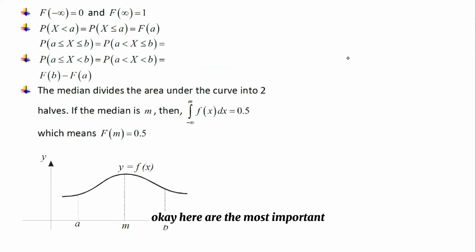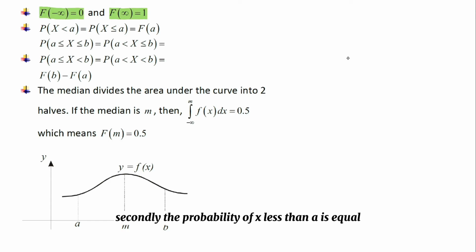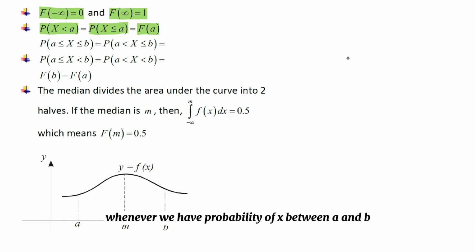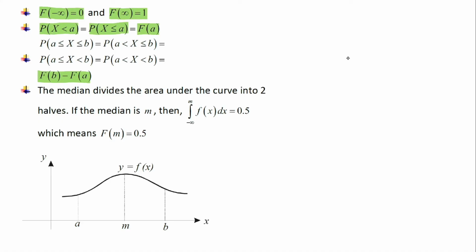Okay, here are the most important things that you need to remember about cumulative distribution functions. The first one is capital F of negative infinity is equal to 0 and capital F of infinity is equal to 1. Secondly, the probability of x less than a is equal to the probability of x less than or equal to a, and this is equal to capital F of a. Whenever we have the probability of x between a and b, ignore the equal sign. So, the probability of x between a and b is capital F of b minus capital F of a.